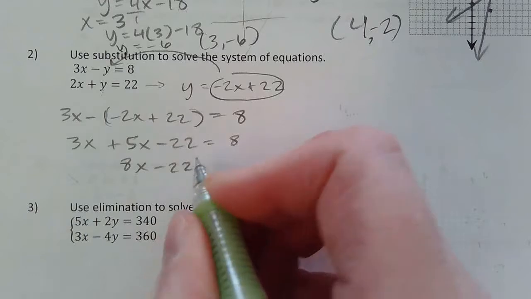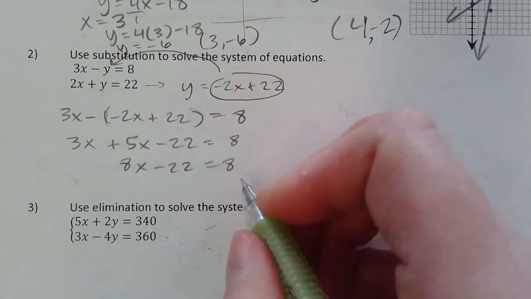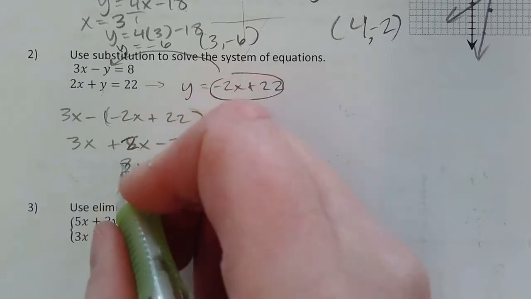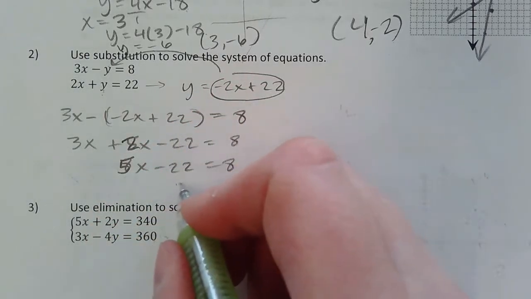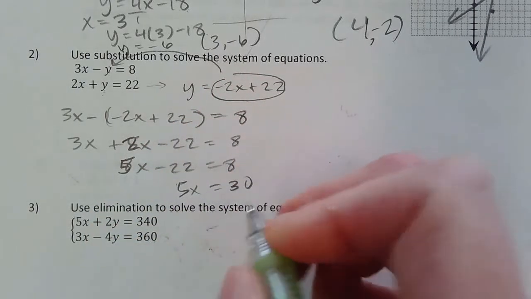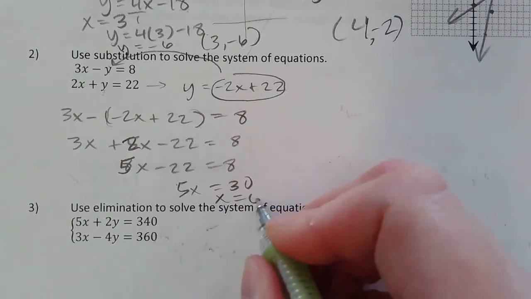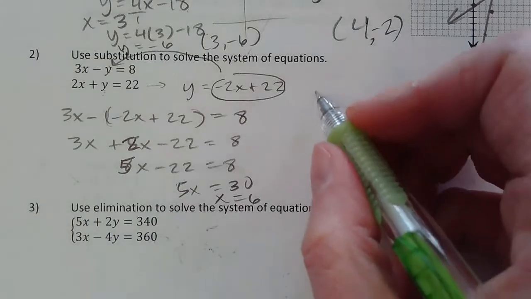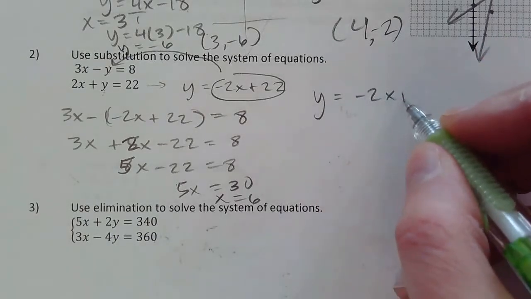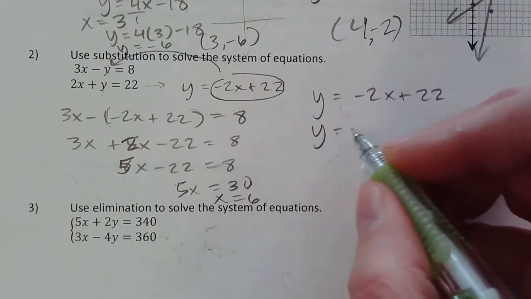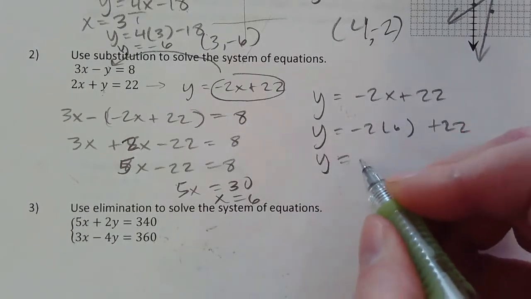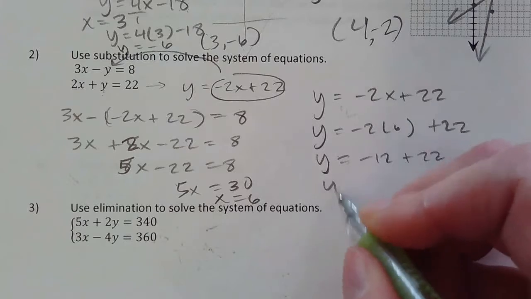And then we'll go ahead and add 22 on both sides. This was a 2x here, so this is a 5. 5x equals 30. Divide by 5, x is 6. Once I go back and find my x, I need to find my y. So y equals negative 2 times 6 plus 22. Negative 12 plus 22, y equals 10.